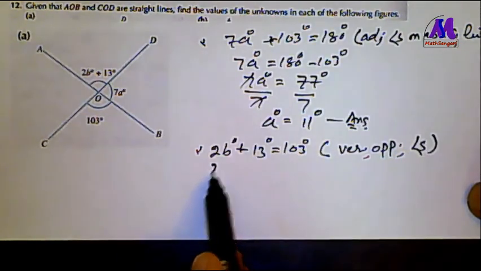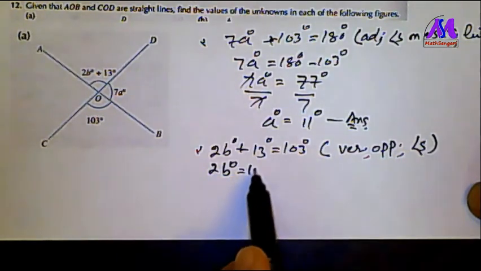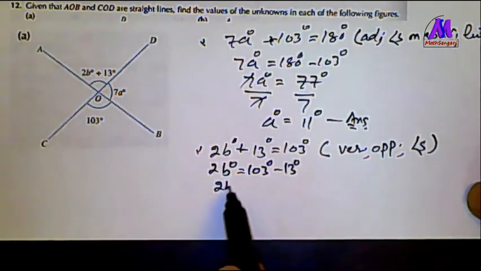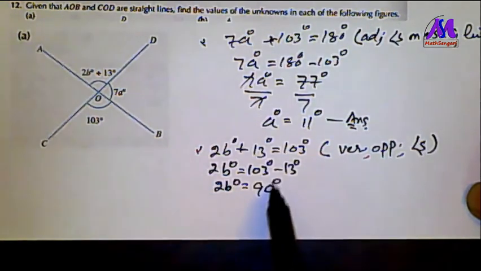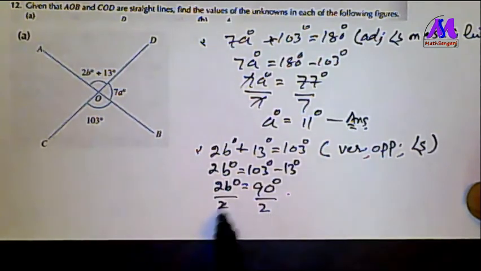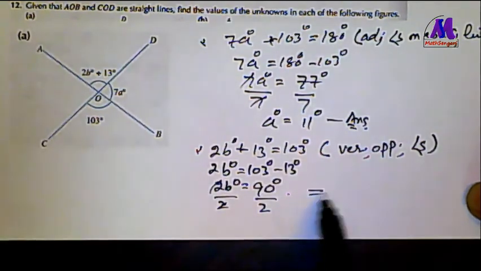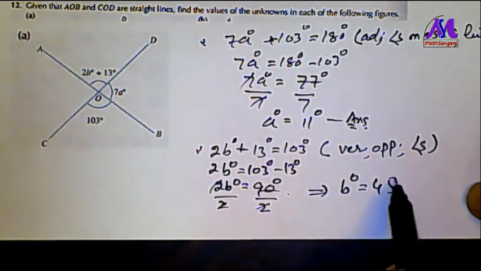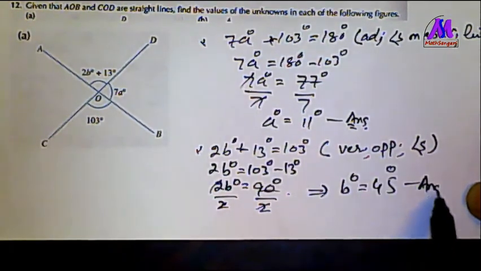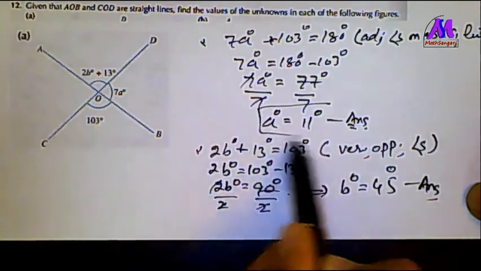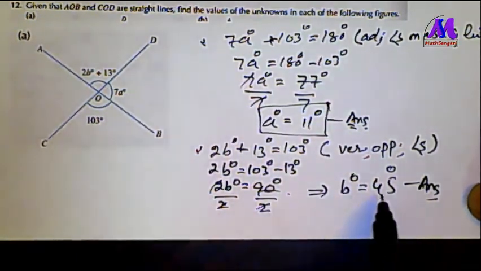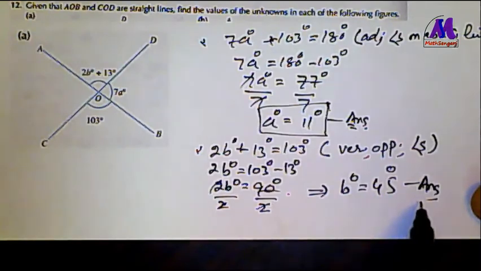You will get 2b degrees will be equal to 103 minus 13 degrees, which is 90 degrees. Now dividing both sides by 2, you will get b degrees will be equal to 45 degrees, and that will be the answer. So a degrees is equal to 11 degrees, and the value of b is equal to 45 degrees, and that will be the answer.